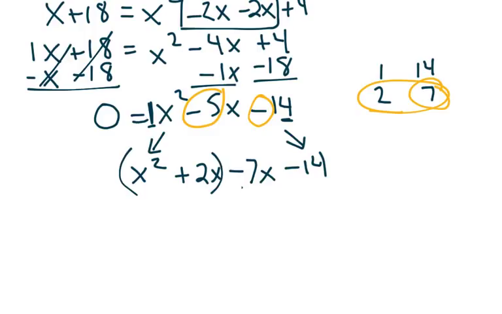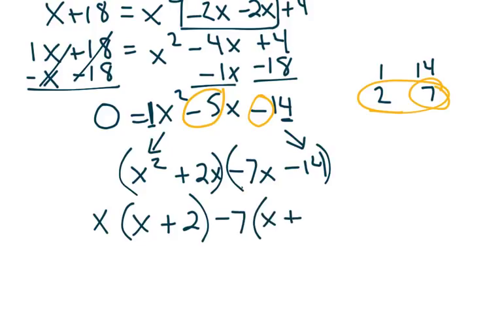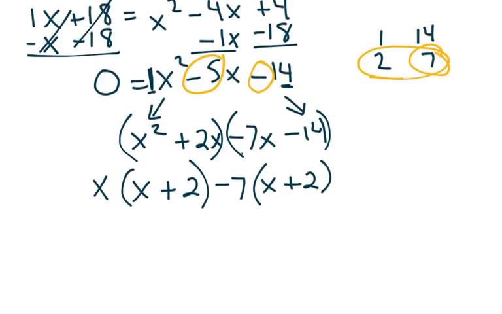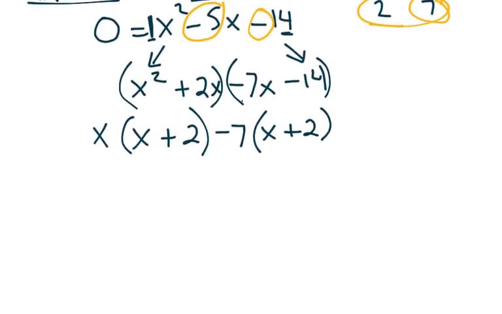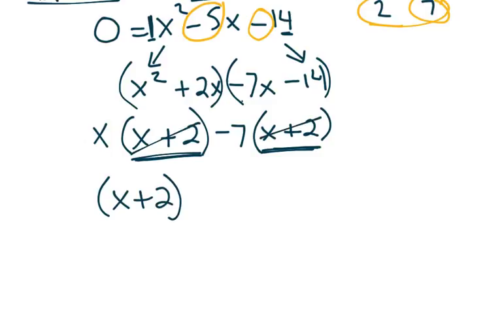Now I'm going to group. I am factoring an x out of this first parentheses, and I am factoring a negative 7 out of the second parentheses. Now remember that we're going to check right here. These two parentheses are the same, so I bring it down once, cross those out, and the only thing I haven't crossed out is x minus 7. And all of that equals 0.